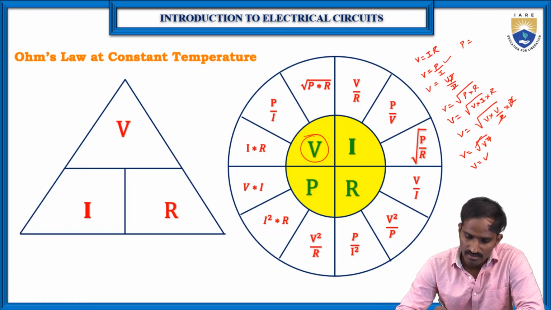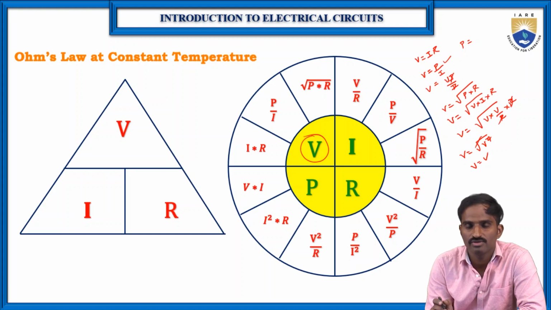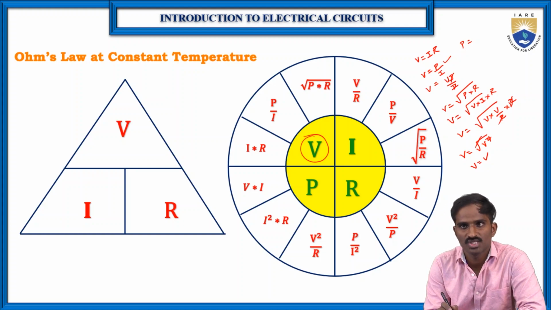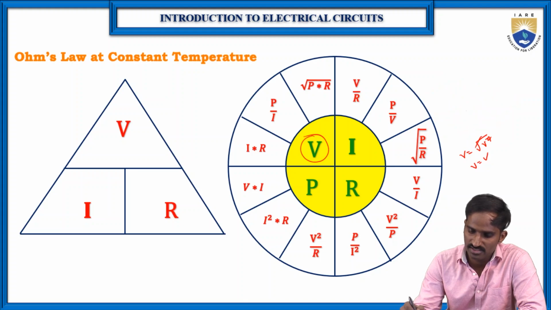So here V can be defined in terms of current and resistor, V is equal to IR, and in terms of power and current, V is equal to P by I, and in terms of power and resistors, V is equal to square root of P into R. Similarly, the current also. So we have drawn this circle, just for our simple understanding.